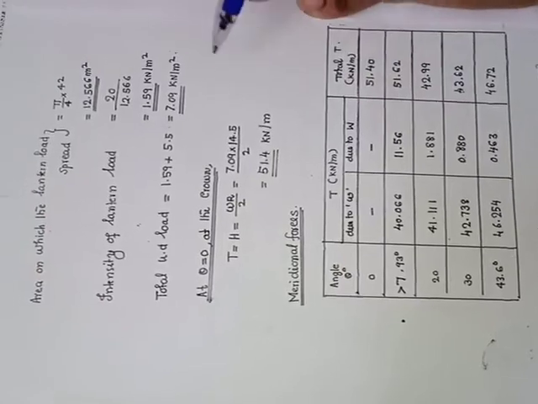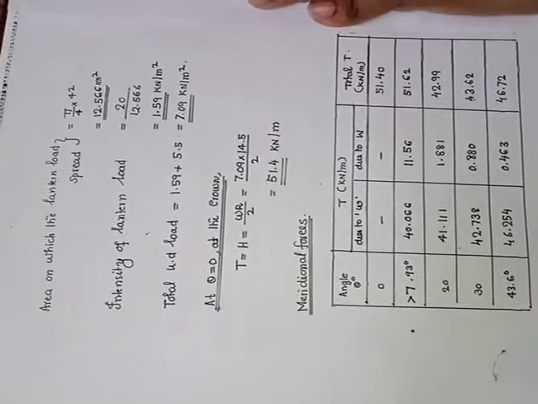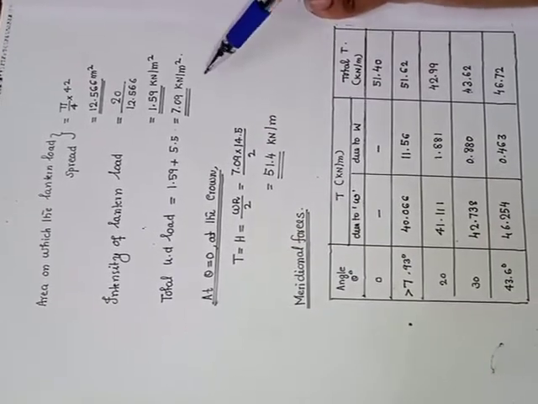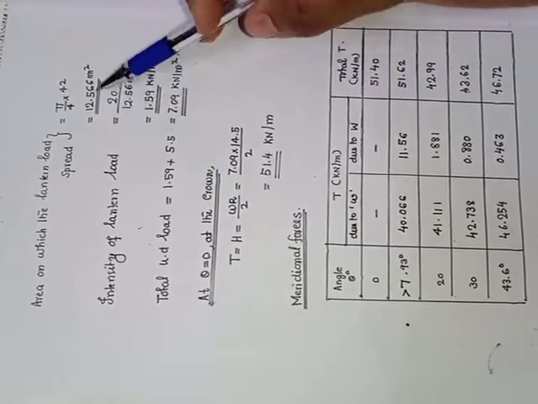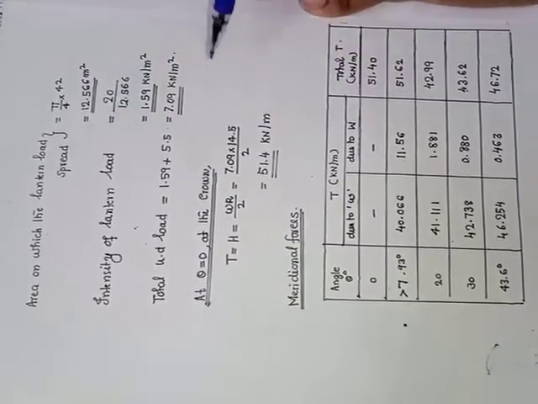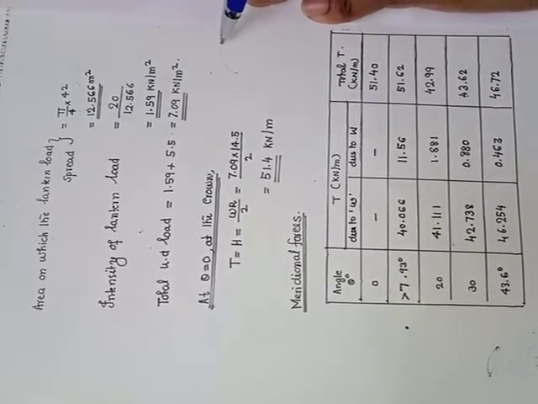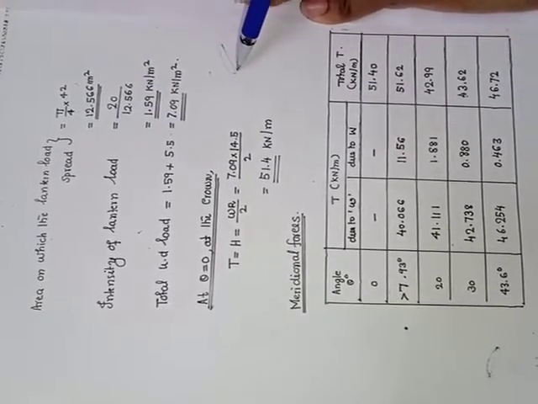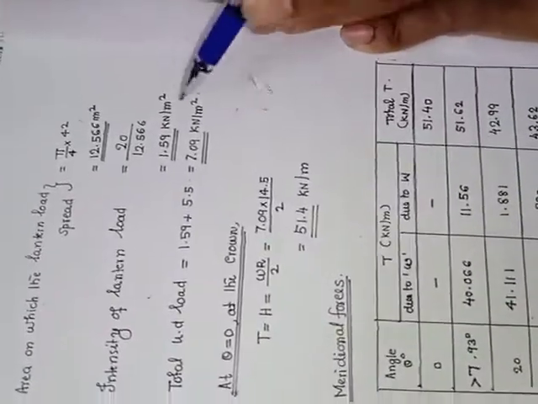The hoop values were coming to infinity, so we spread this lantern load over a certain distance. Here we have spread it to 4 meters. So the area over which this lantern is spread will be pi d square by 4. We are assuming that this is the diameter, that is 4 meters, so this entire area is being spread.